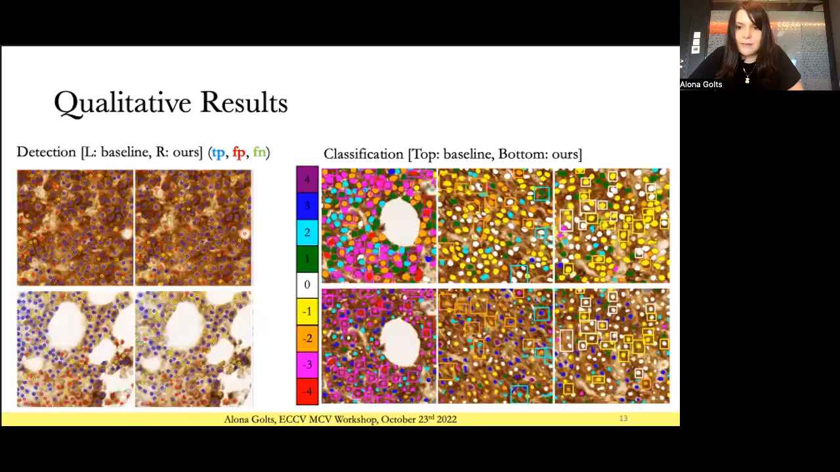Let's take a look at the qualitative results. On the left, one can see the performance of the baseline model versus ours on the right. On the right, we display the classification performance. Each cell is colored by its predicted class, where you can see the meaning of the classes on the left. Recall, 3-4 are the most violent myeloma cells, and the ground truth boxes are shown as bounding boxes.